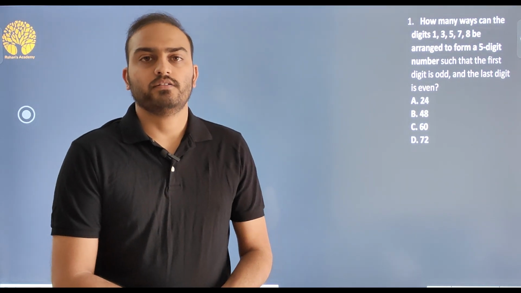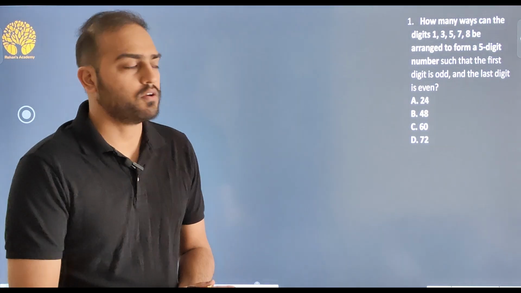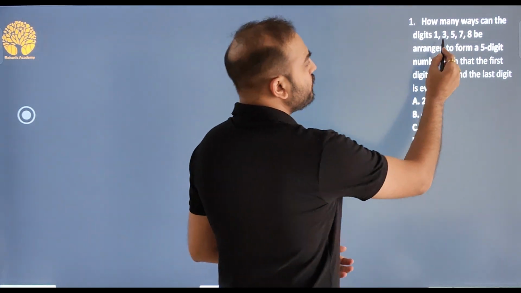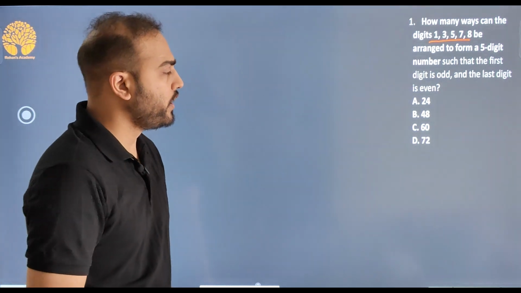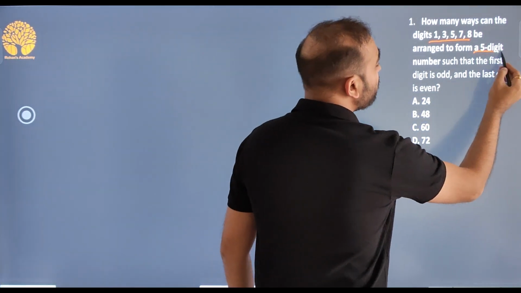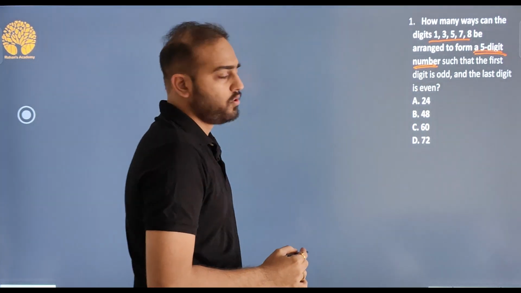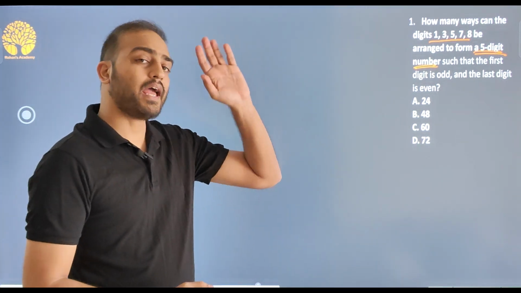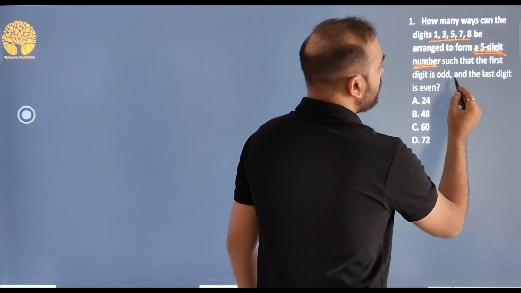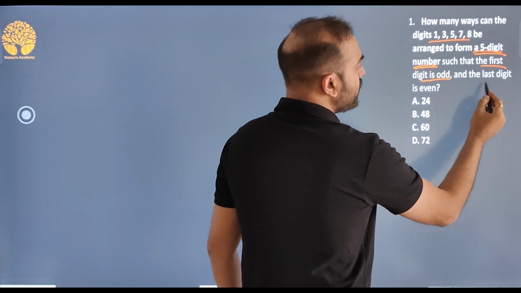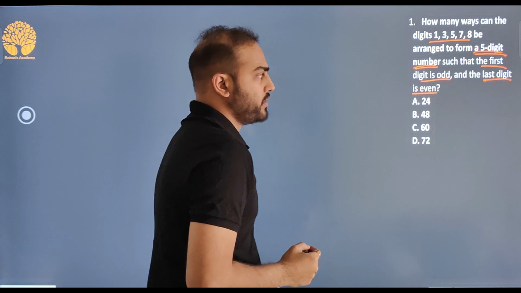Alright, so let's look at this question then. What do we know? We have 5 digits: 1, 3, 5, 7, 8. We want to make a 5-digit number out of these. So I have 5 digits and I want a 5-digit number. The first digit has to be odd and the last digit has to be even.